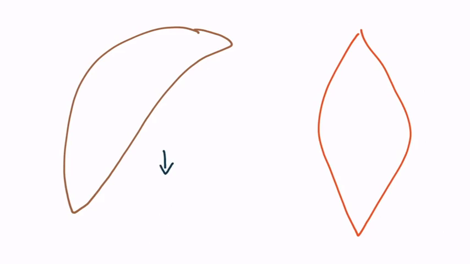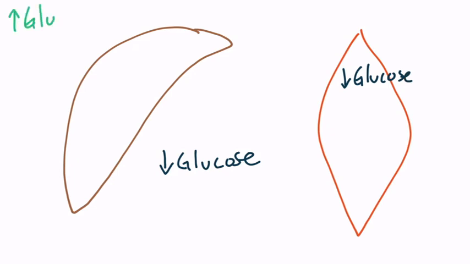Again, this will represent the liver, and this will represent skeletal muscle tissue. When blood glucose levels are low, the skeletal muscle is starved for glucose, and the liver senses this. In this scenario, insulin will be low, and glucagon levels will be high. This will decrease the hepatic concentration of fructose 2,6-bisphosphate, which will halt hepatic glycolysis and increase hepatic gluconeogenesis.